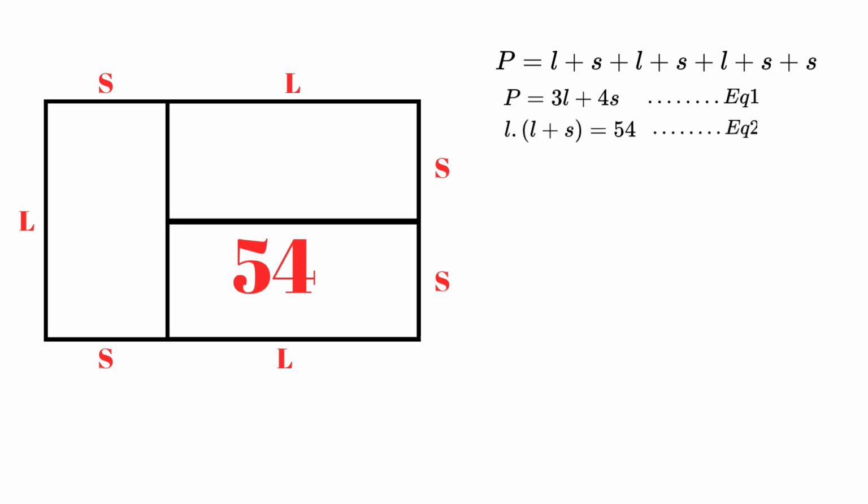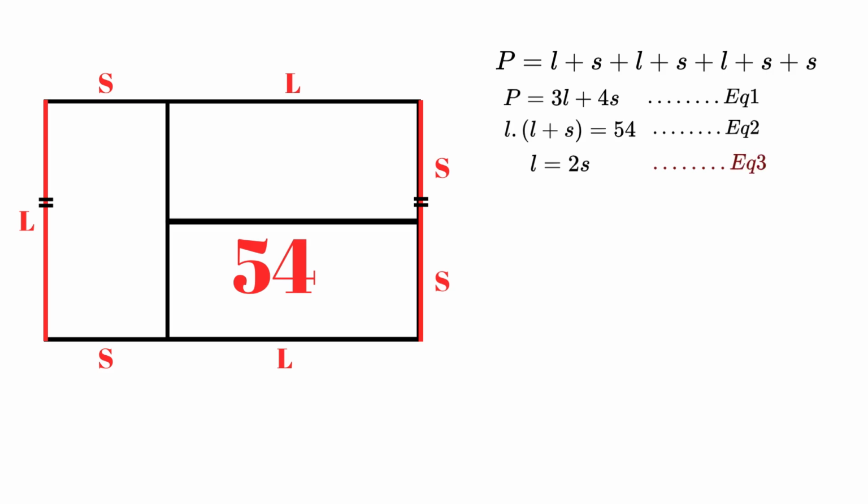Now, take another look at the figure. This side is equal to L, and this matching side is equal to 2 S's. Since both sides are equal, that tells us L equals 2S. We'll call this equation 3.